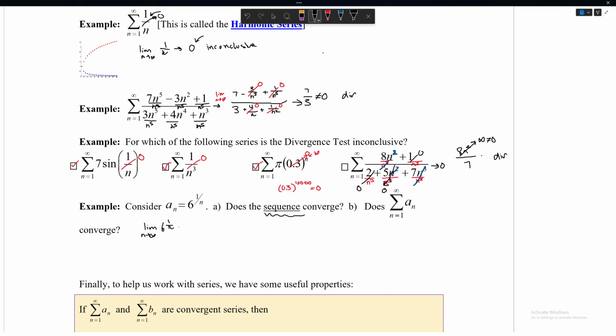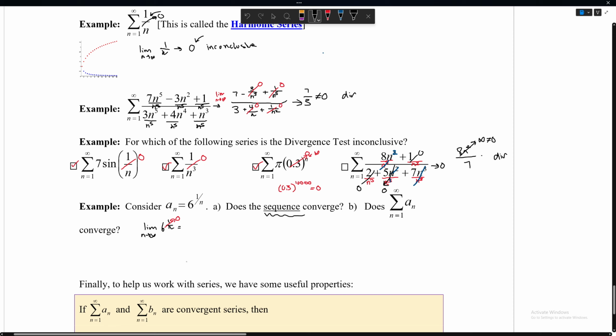Since this is a sequence and we take the limit of it, 1 over n goes to 0, and 6 to the 0 is just 1. Right? This just equals 1. Now, if we were doing a series, what would this mean? This does not equal 0, so that means it diverges. But since this is a sequence we're dealing with, if it's a 1, it's actually convergent. Okay? It converges.